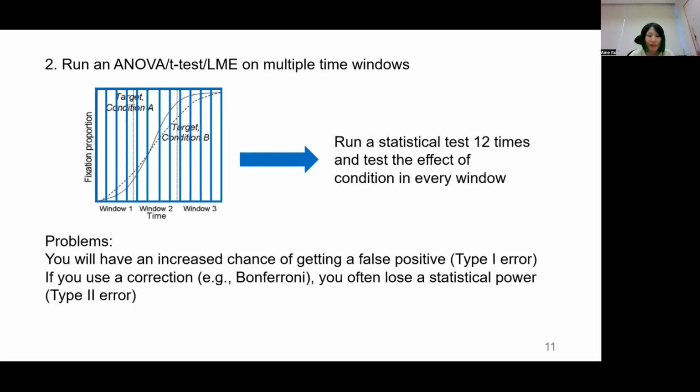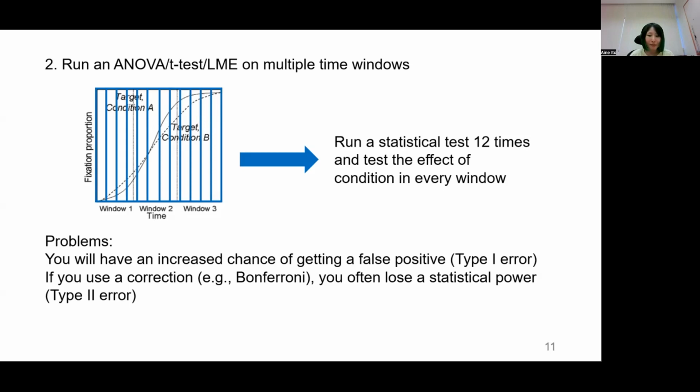You can also use a Bonferroni correction to reduce the type 1 error, or reduce the rate of false positives. But if you do so, you often lose statistical power and you're more likely to get a type 2 error, that is, to conclude that the effect is not significant when there's actually an effect. So you ideally want to avoid having too high a false positive rate, but also too high a type 2 error rate, or false negative rate.